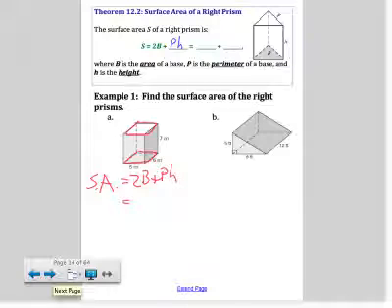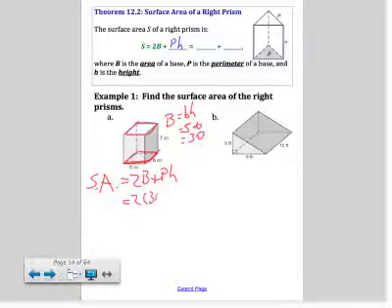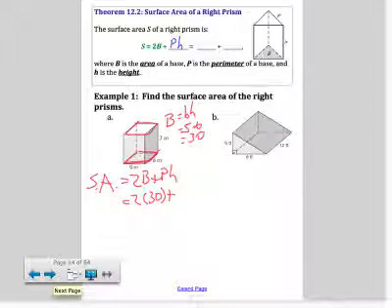So now a side note here, capital B then is a rectangle, so it's base times height, and the base here would be 5 and the height would be 6. So it's 30. So 2 times 30 plus perimeter would be 5.